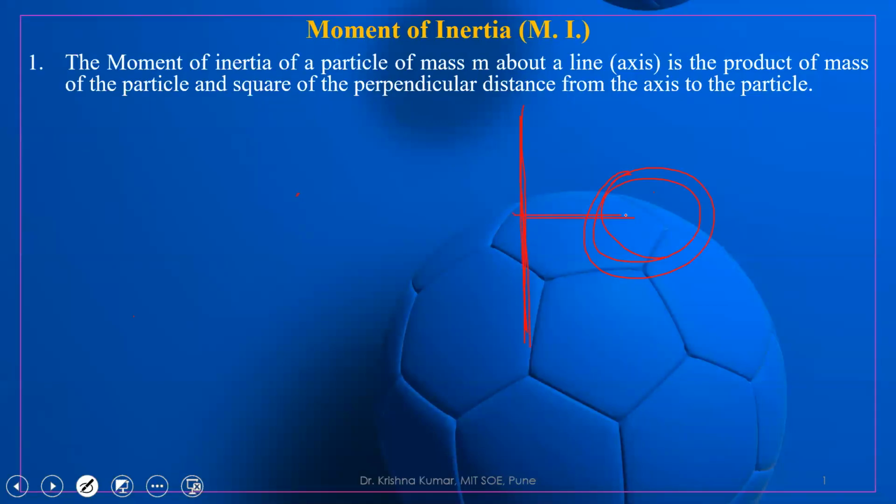So let us consider this a point P(x, y). If you want to find the moment of inertia about this axis, the particle will be rotated about it. So clearly, what is the distance from the axis to this point? Suppose this is the y-axis and this is the x-axis. So clearly this distance is x. And what is the mass of the body? Suppose it is m. So the moment of inertia is equal to m x square.